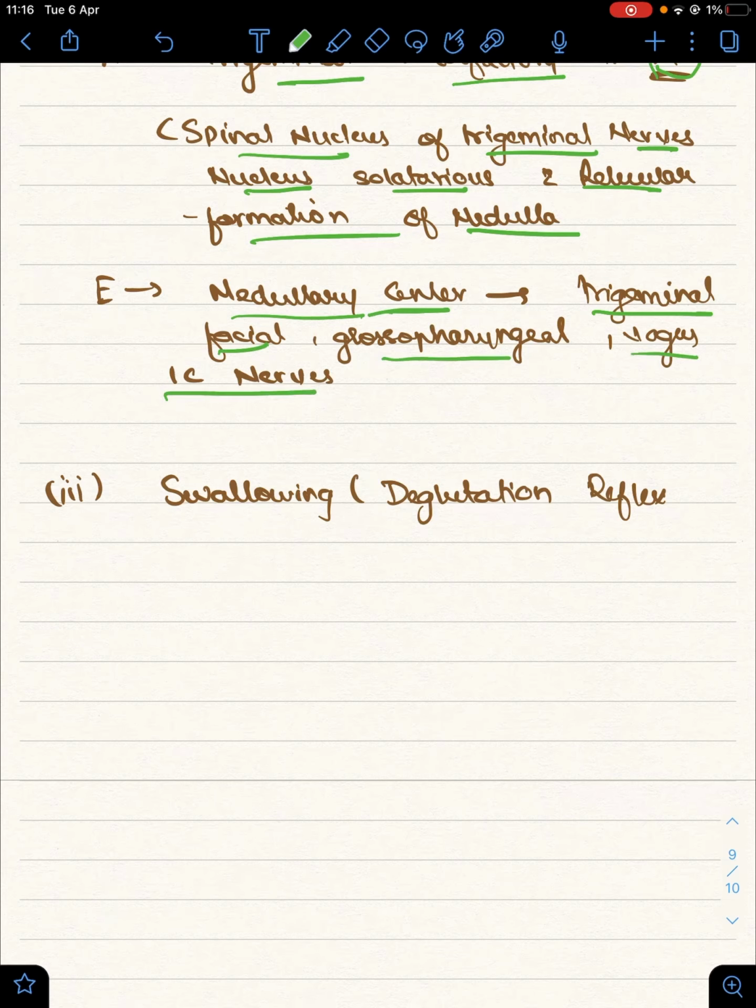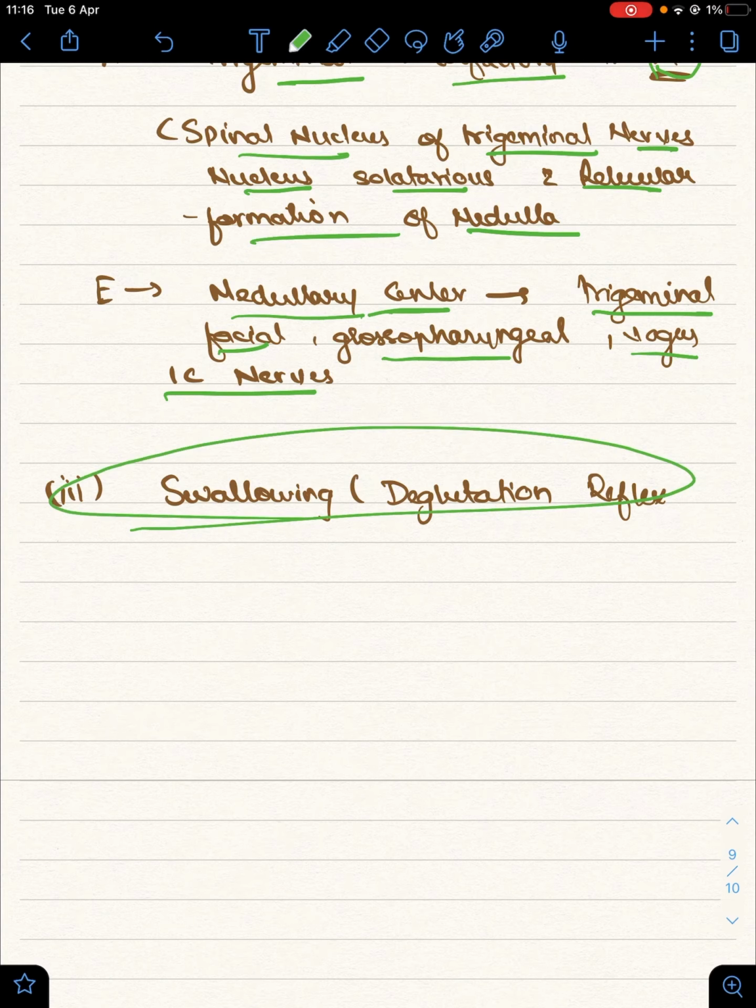Swallowing is just the deglutition reflex. It is a swallowing reflex that prevents the entrance of food particles into the air passage. While swallowing, respiration is arrested for a while. That's all. Like swallowing apnea, we can say that.